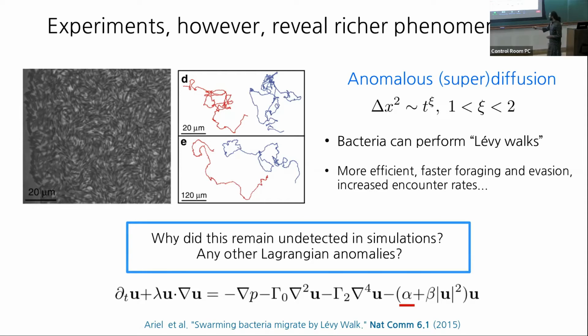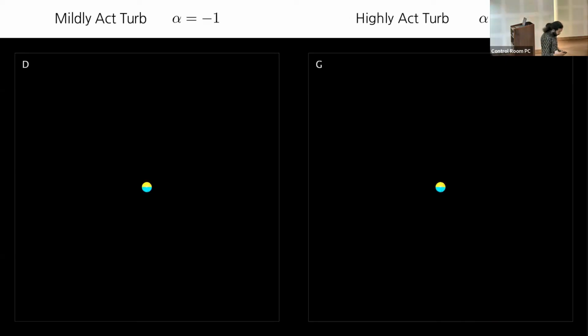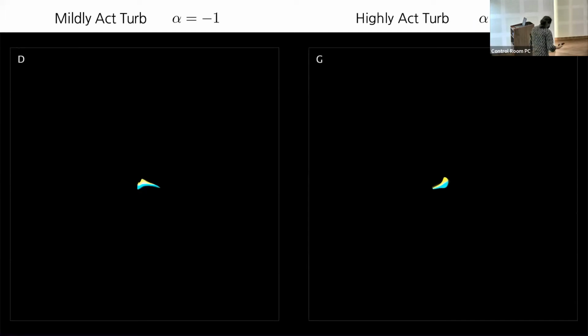So we play this game of basically simulating the system using this equation, and we only focus on alpha. We want to increase the activity and see what happens. So I want to start off by showing you what happens to a bunch of tracers, which will evolve in two flows. One of them is mildly active turbulence, one is highly active turbulence. And this you can think of as a drop of ink in the middle of the domain, which is being moved around by the underlying flow.